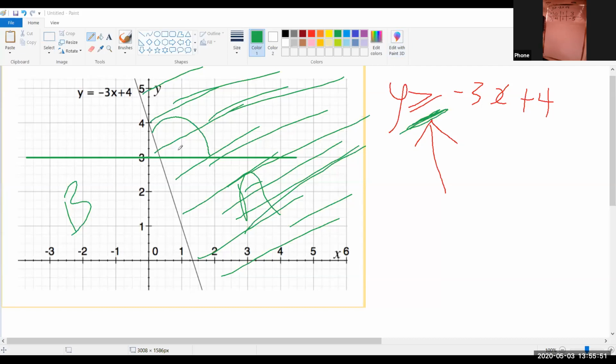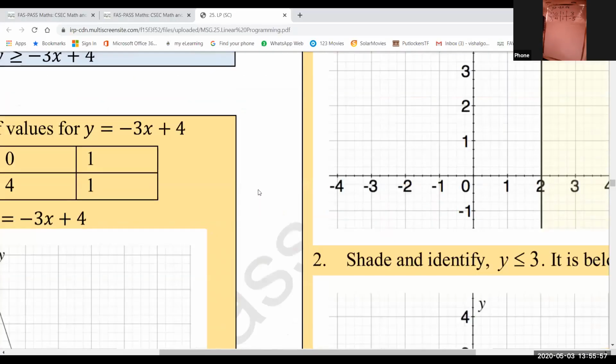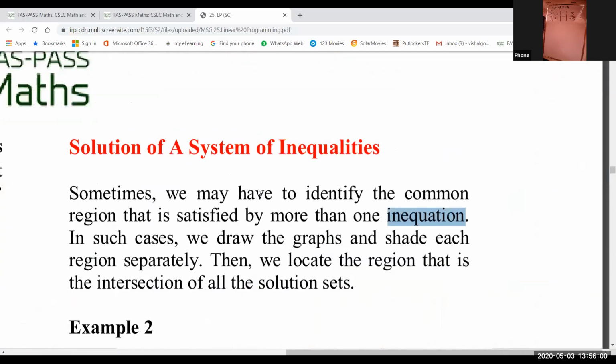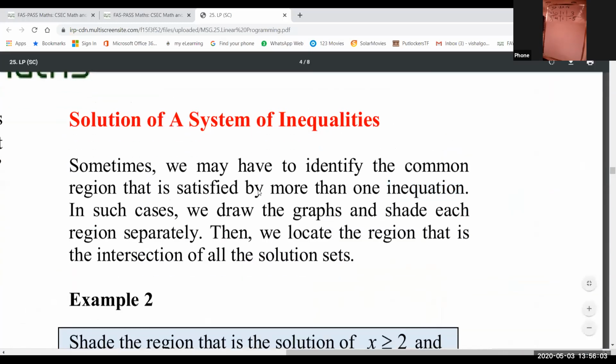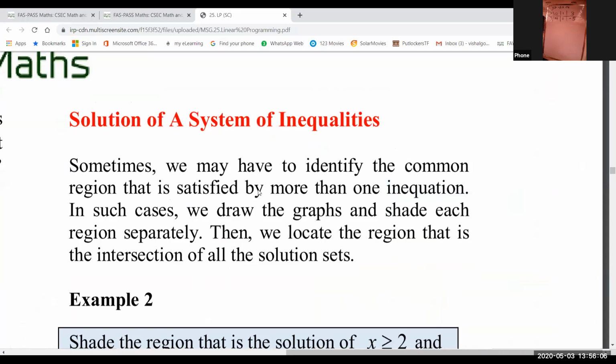So let's go back to the handout. Right. So, solution of a system of inequalities now. Sometimes we may have to identify the common region that is satisfied by more than one inequation. In such cases, we draw the graphs and shade each region separately. I'll repeat that again. Sometimes we may have to identify the common region that is satisfied by more than one inequation. So what this is telling us is that we can have more than one inequation.